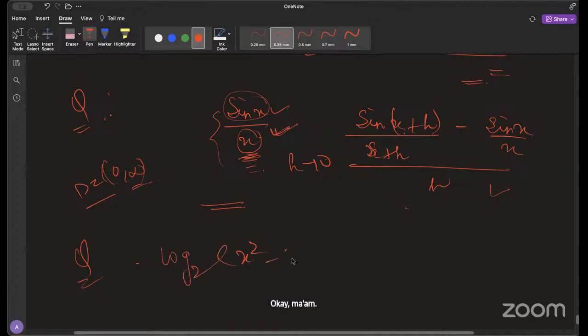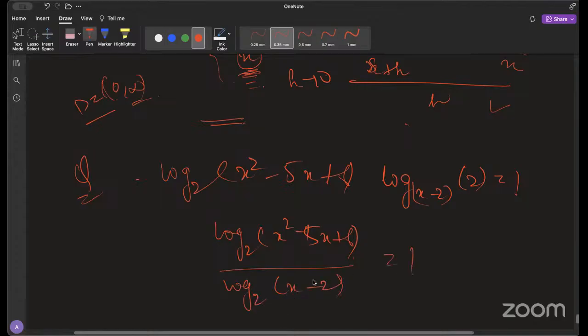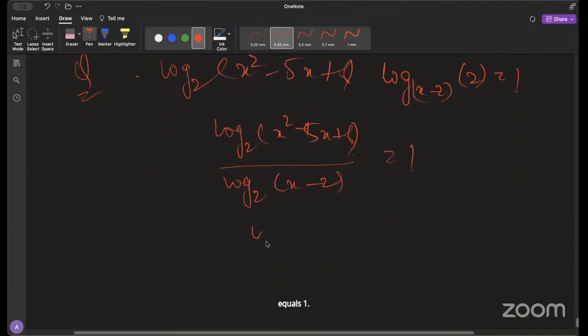Let's just have a look at this one. This is a change of base question where you need to change the base. So if you change it, you'll have log base 2 of x square minus 5x plus 6. And then this is simply log base 2 of x minus 2 equals 1. So you can have log base 2 here, and take this thing here, log base 2 of x minus 2.